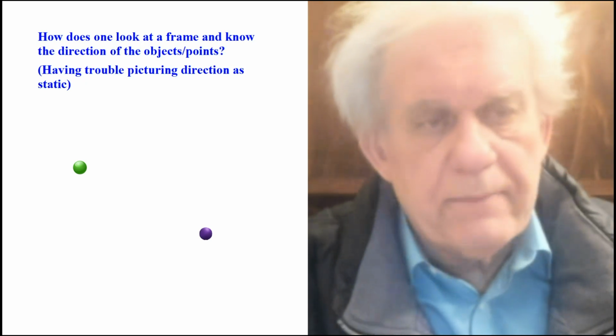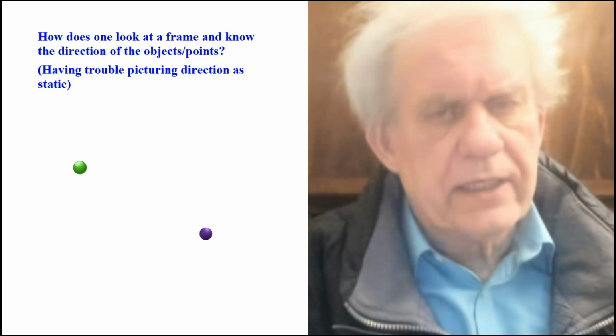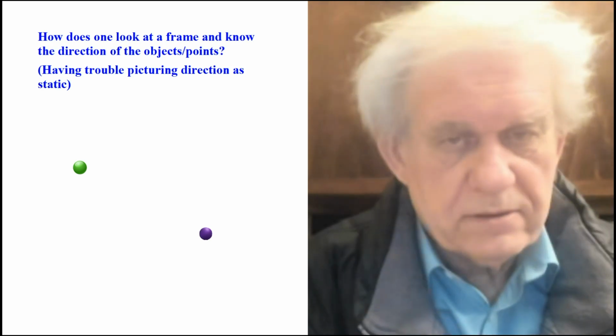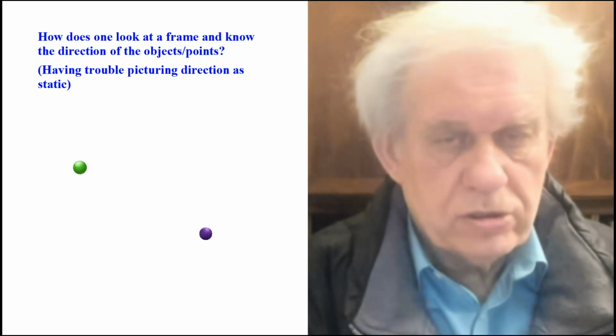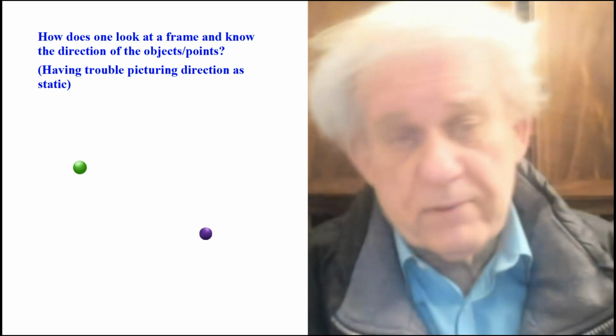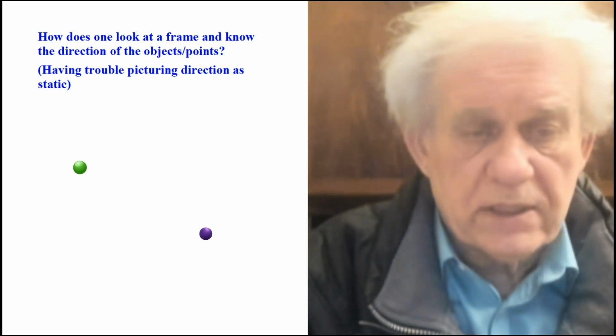And some people had questions. I'll go with the first fellow who had an interesting question. He said, how does one look at a frame and know the direction of the object's points? Having trouble picturing direction as static. And he does have a point. Here we have 2 points, 2 balls. Just by looking at that, would you know what direction is? Could you conceptualize direction with just those 2 points? If you put a line there, which direction is it flowing? There are some questions there. We thought that was a good question. He's got a valid concern.